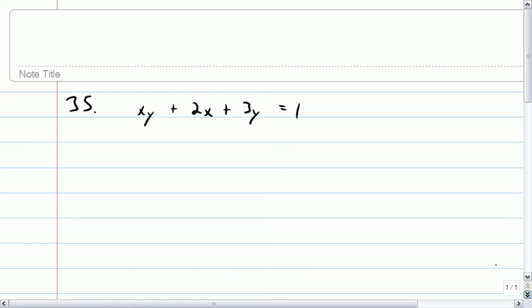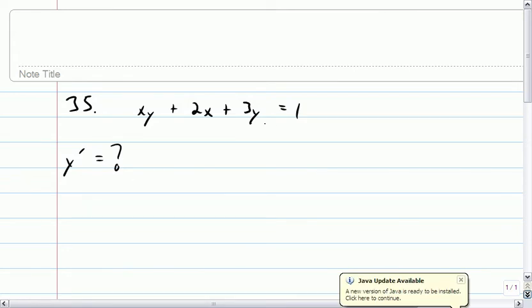So 35, you're looking to find y prime. One option on 35 is it looks like it wouldn't be too bad to isolate y before you start doing any derivatives. So that's what I'm going to do. I'm going to move the 2x over, make it negative. So I'll have 1 minus 2x on the right. And then each piece that's left on the left-hand side has a y in it, so I'll factor it out.